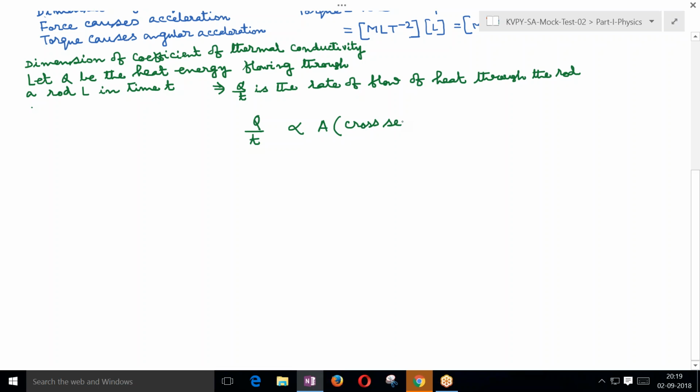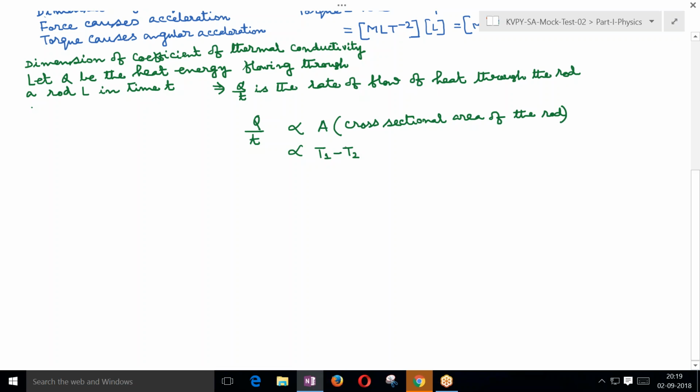Cross sectional area of the rod, and it also varies proportional to the temperature at the two ends of the rod. That means we can assume T1 minus T2.